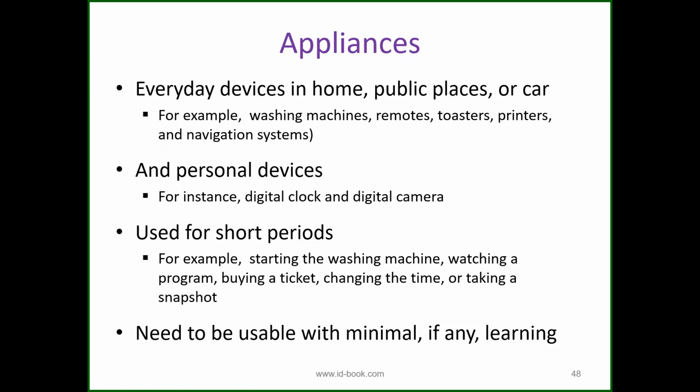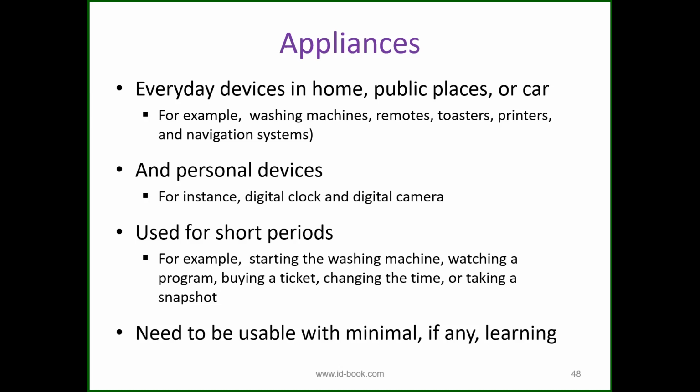Applications or appliances are everyday devices in the home, public spaces, or car, for example, washing machines, remotes, toasters, printers, and navigation systems, which have these mobile interfaces on them. For example, the smart washing machine that we have in our home has a small display area on it, right? An interface on it. And we can just have it selected with the touch.